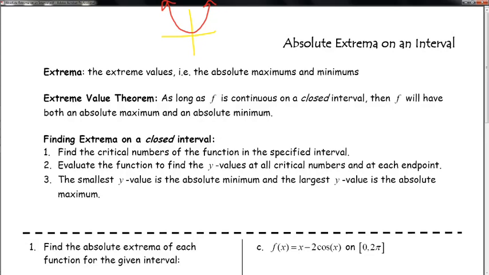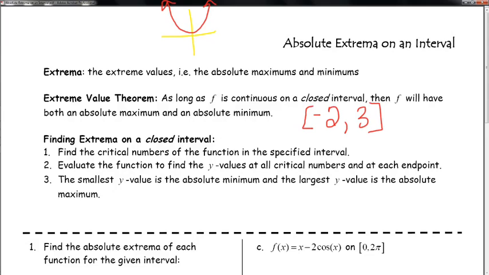The extreme value theorem: as long as f is continuous on a closed interval, and that looks something like this, let's say we're going from -2 to 3, a closed interval has the brackets, then f will have both an absolute maximum and an absolute minimum. There'll be a highest point and a lowest point.